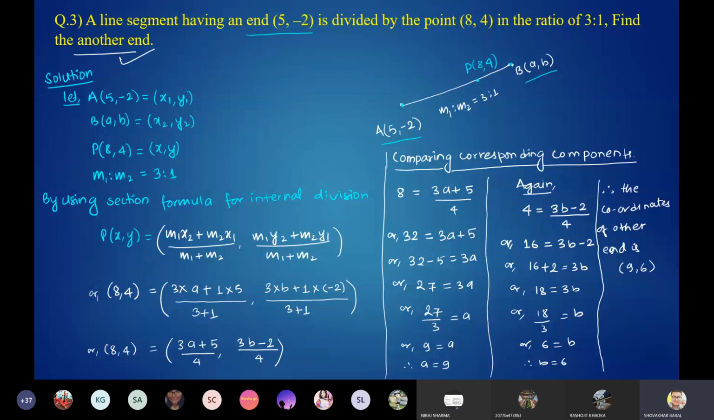Write it. Please write it fast. The coordinate of the other end is 9, 6. Okay, I hope you have copied it.